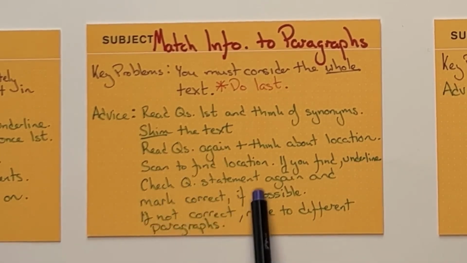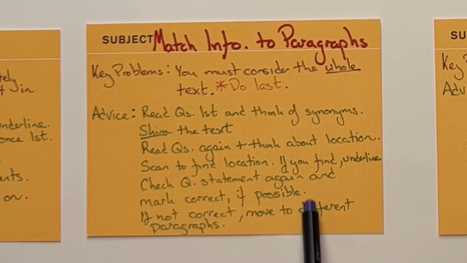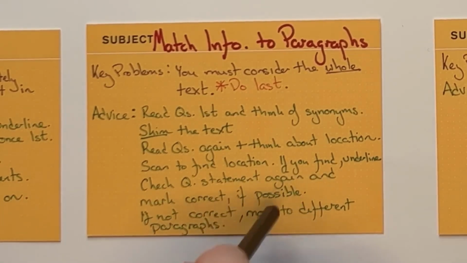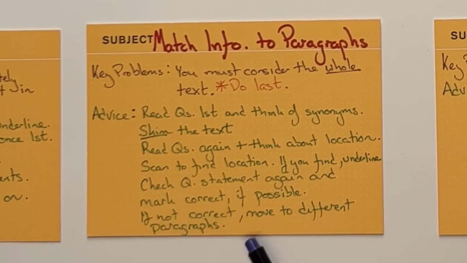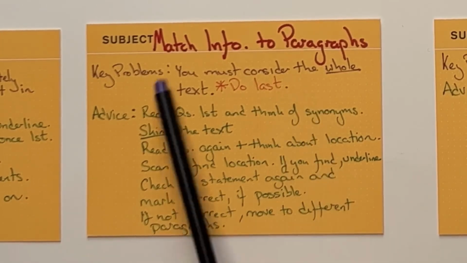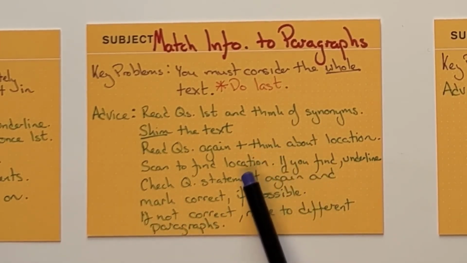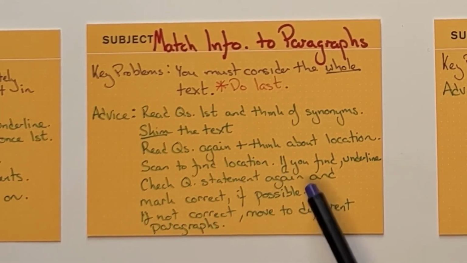Next, we're going to check the question statement again and mark correct if possible. Some of them will be easier than others. Some of them will be very, very obvious. So you can save time just by thinking quite quickly about those and thinking, okay, that's the correct answer. But if you cannot find the correct answer quite quickly, this is one of the types of questions where students get lost and spend a huge amount of time on them. And again, that's why we say do these last.